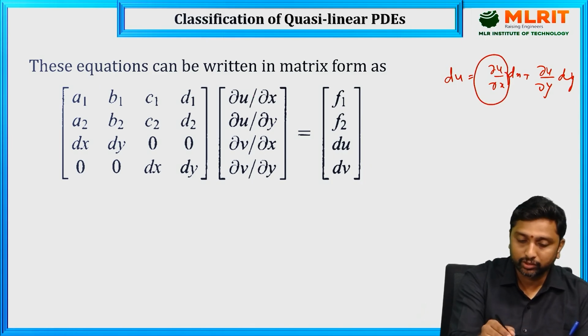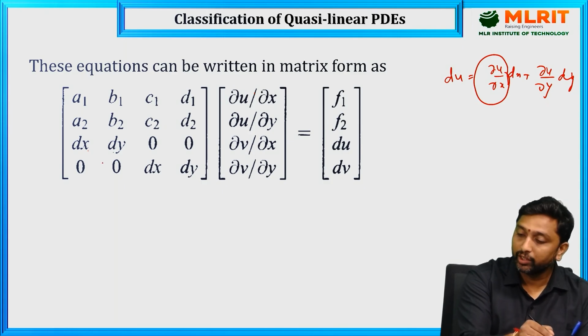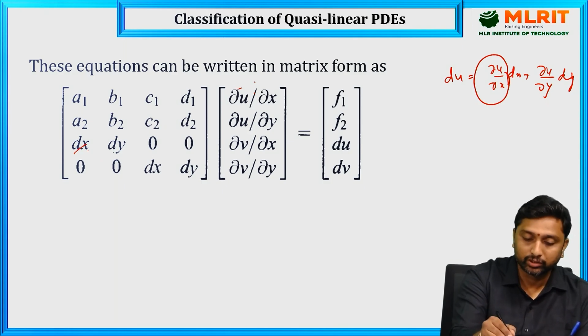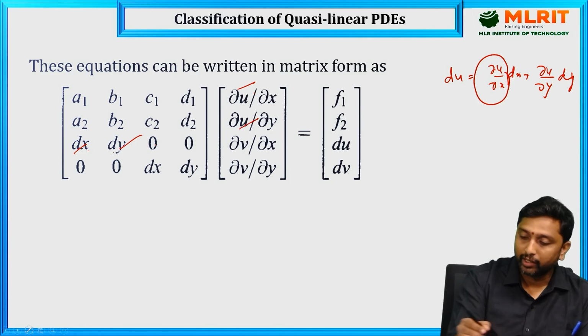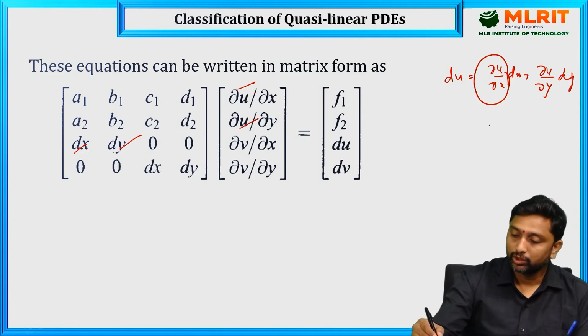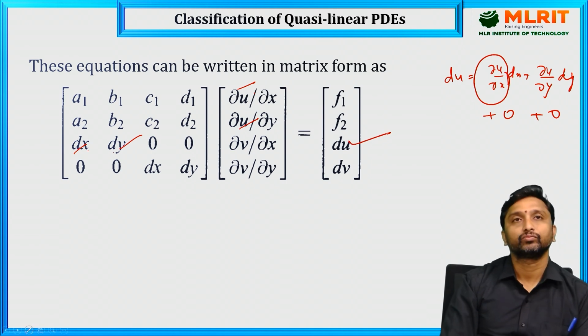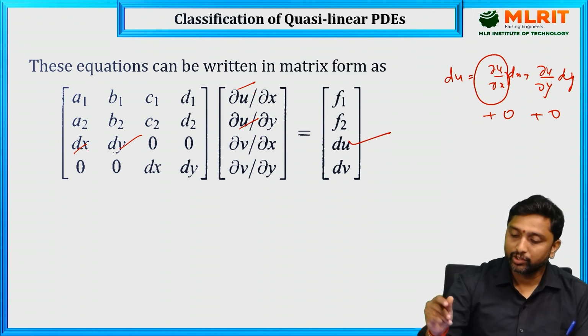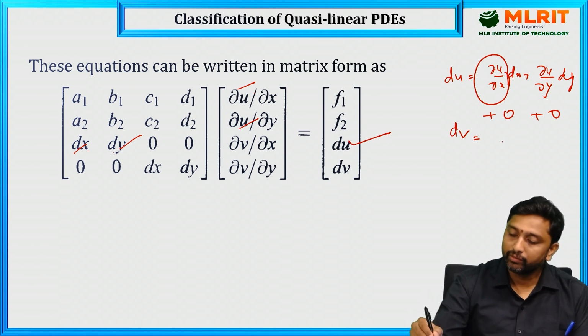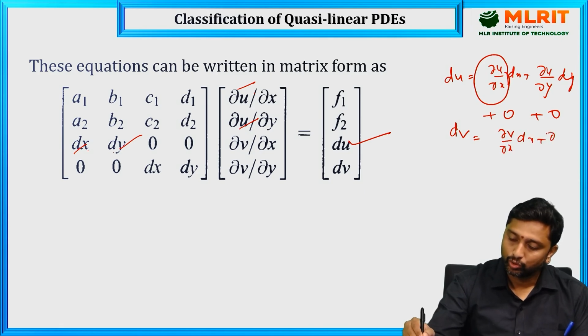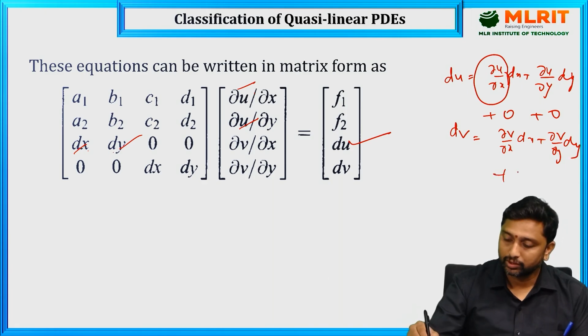∂u/∂x into dx. Similarly, ∂u/∂y into dy. ∂u/∂x, ∂u/∂y, and there are other terms? No. The other terms are 0, so 0 plus 0 equals to du. Similarly, in case of dv equals ∂v/∂x dx plus ∂v/∂y dy plus 0, 0.